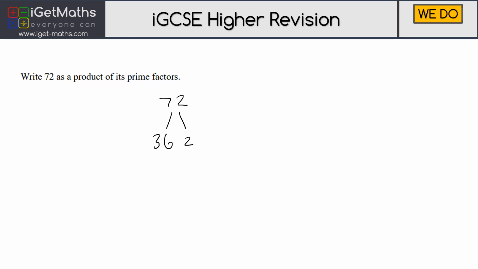When you get a prime number, circle the prime number. 36 is not a prime number, so you're going to get two branches. And think how you can make 36. Well, that can be 6 times 6. They're not prime numbers, so we go again. 2 times 3, circle the prime numbers.